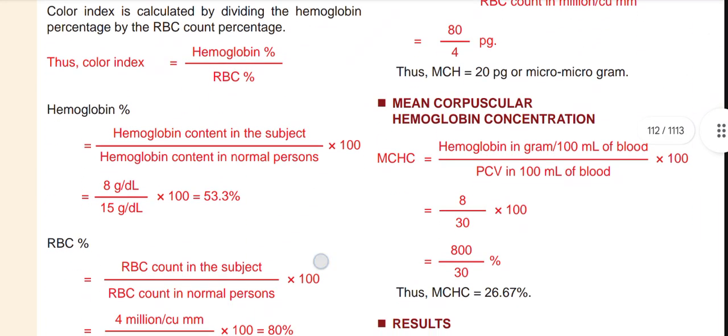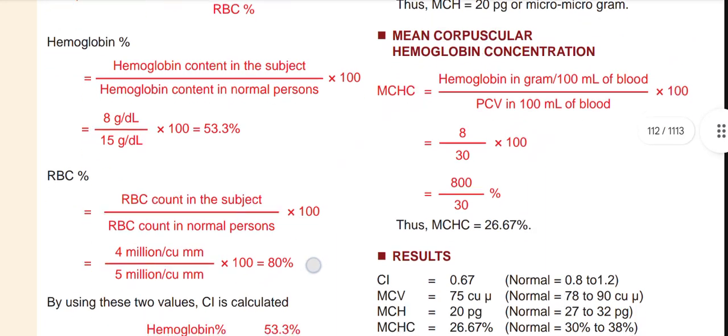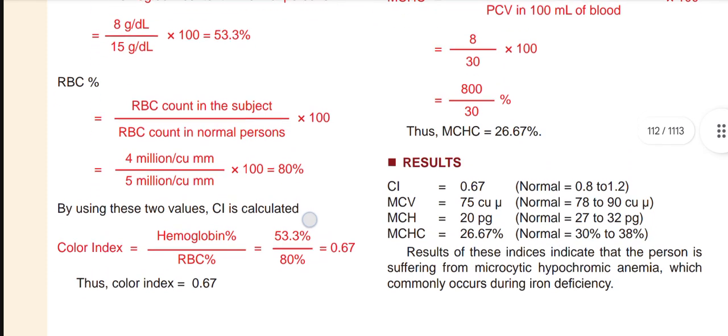Then mean corpuscular hemoglobin concentration or MCHC. Hemoglobin in gram by 100 ml of blood by packed cell volume in 100 ml of blood into 100. It is 8 by 30 into 100. So it is 800 by 30, then 26.67.